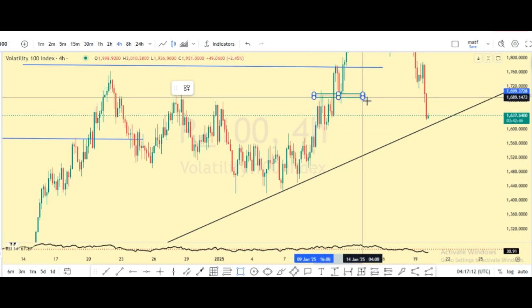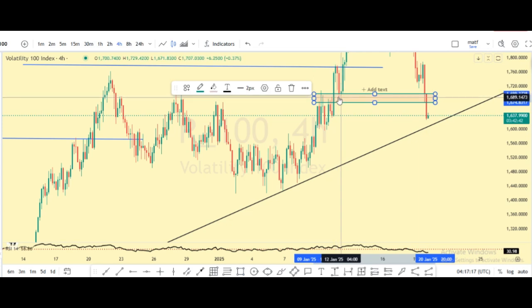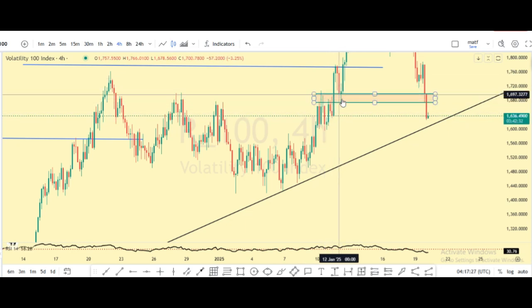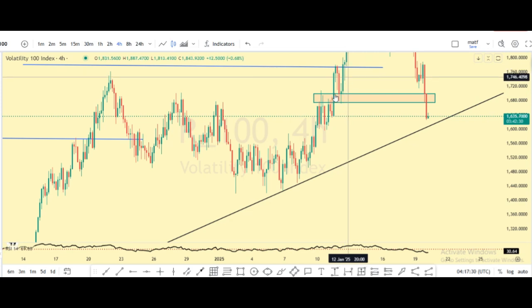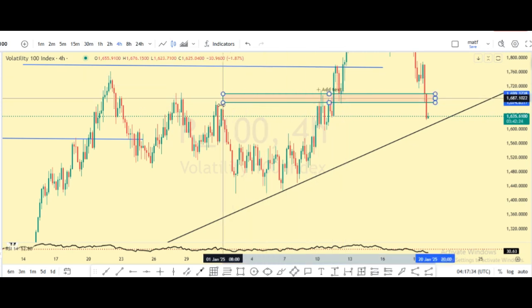You see the gap between this wick and this wick. Just look at it now. What happened when the price touched this area? You see the rejections. Even when the candle broke through and the price came again and touched it, you see the rejection. Now if I extend this a bit further to the past, now this is the past.